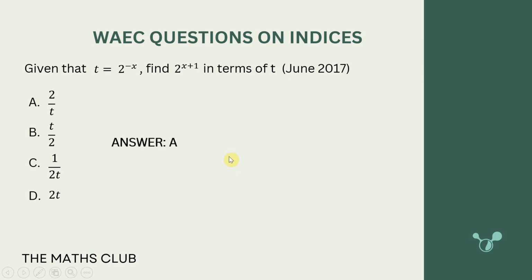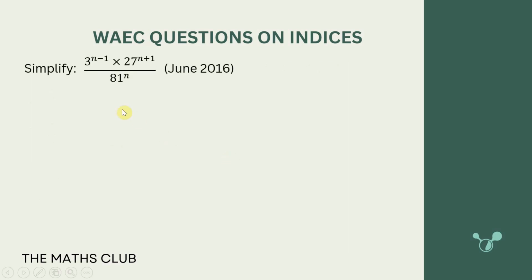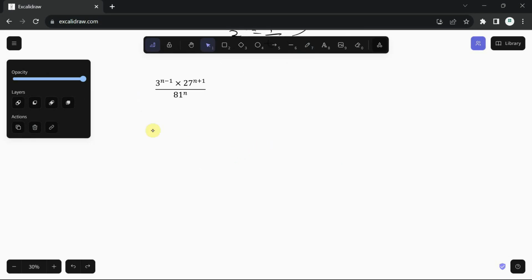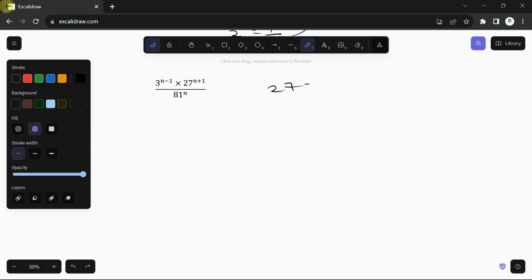That's option A. Great. Now this next question says that we should simplify 3 raised to the power of n minus 1 times 27 raised to the power of n plus 1, all over 81 raised to the power of n. So to solve this question, we're going to express all of them in terms of 3. So 27 is 3 raised to the power of 3. 81 is 3 raised to the power of 4. You can always check all of this.